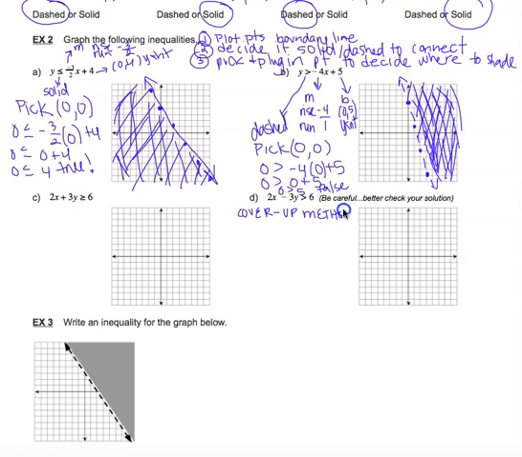So if I'm using the cover-up method, that means I pretend like it's an equal sign for right now. If I cover up my x term, that gives me -3y equals 6. So y equals -2, which means my y-intercept is 0, -2. Then when I cover up the y's, that would give me 2x equals 6, divide by 2, x equals 3, and so 3, 0 would be my x-intercept.